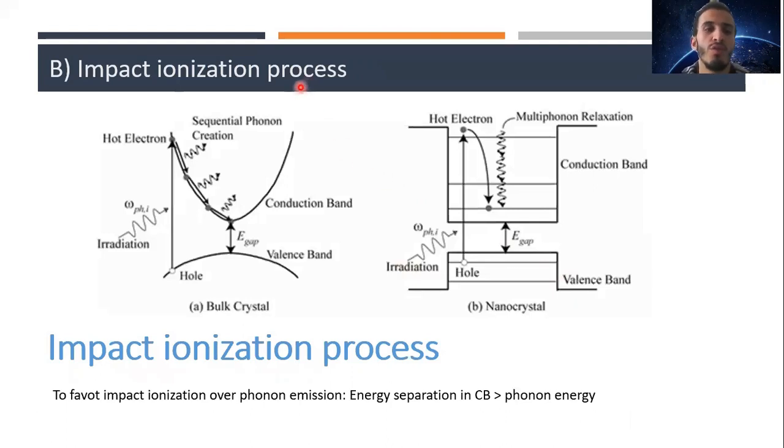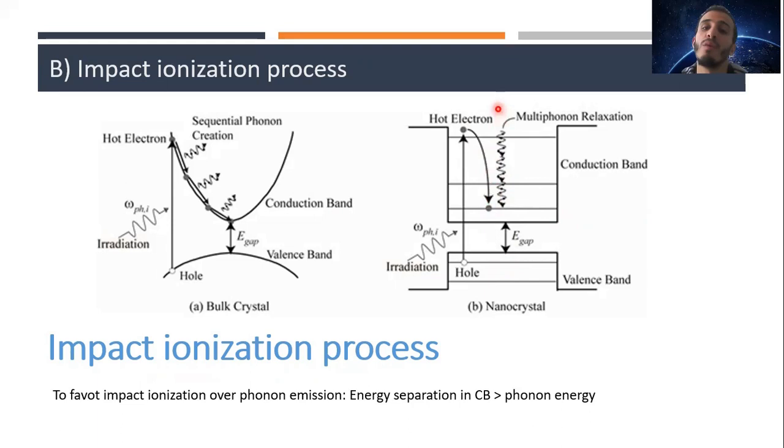The second solution is to use the impact ionization process. Impact ionization is the process of having a hot electron transfer directly to the edge of the conduction band. I repeat, it transfers directly. It will not go through the energy states one by one. It will transfer directly to the edge of the conduction band, releasing energy. This excess energy will be responsible for creating another electron hole pair. So with only one photon, we have created two electrons. So the quantum yield here is 200%.